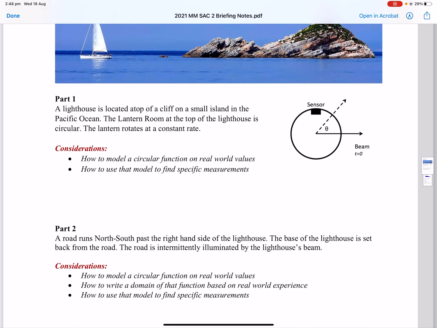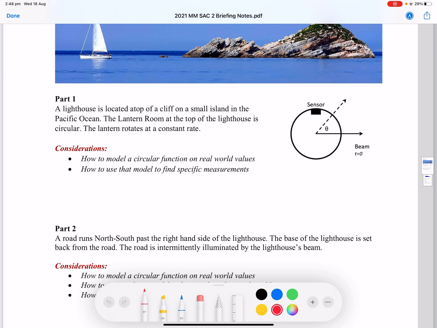So the first part, students are going to be presented with the concept of a lighthouse located at the top of a cliff on a small island in the Pacific Ocean. The lantern room, meaning the room where the light emanates from, at the top of the lighthouse is circular, and the lantern rotates at a constant rate. So what we have here is a beam of light. This is our beam of light, and that will be rotating around the lantern room. And we need to account for the angle. And it will be rotating at a constant rate, as we have shown here.